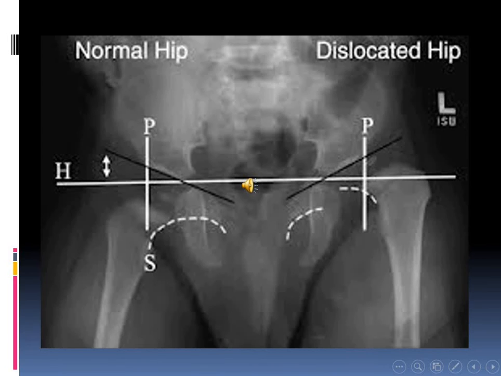This plain X-ray of the pelvis shows an abnormality in the left hip joint. This is very clear because the Shenton line is discontinuous, and the epiphysis looks very small and lateral to the Perkin line. So you can compare the left side, which is abnormal, with the right side, which is normal.